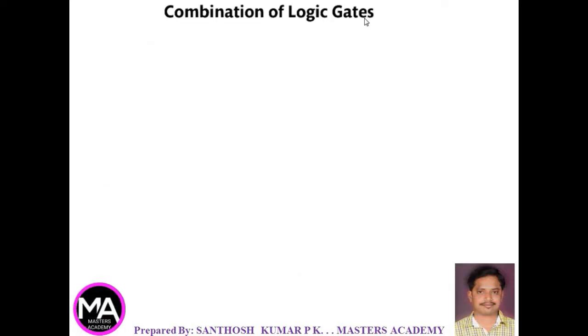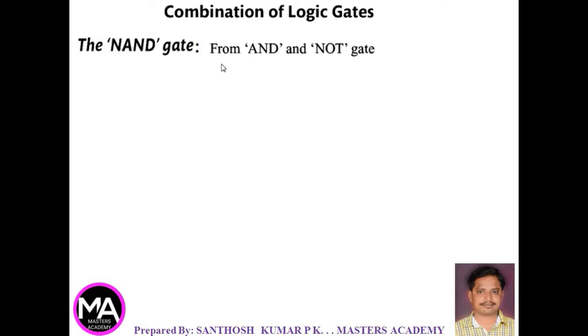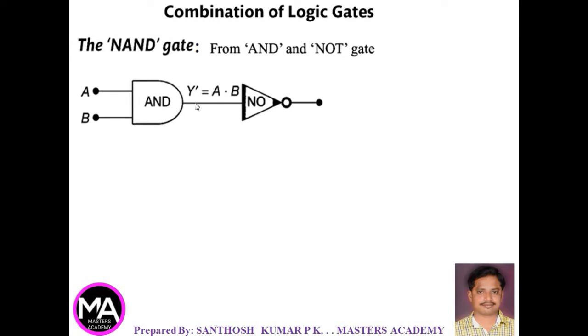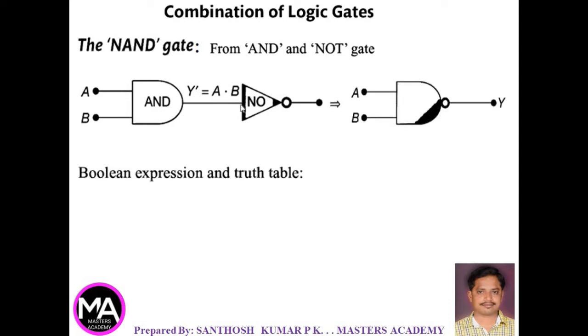The combination of logic gates. The NAND gate. The NAND gate is formed from two basic gates, the AND gate and the NOT gate. The output of the AND gate, when it is given to a NOT gate, then the combination forms a NAND gate. So the Boolean expression and truth table.